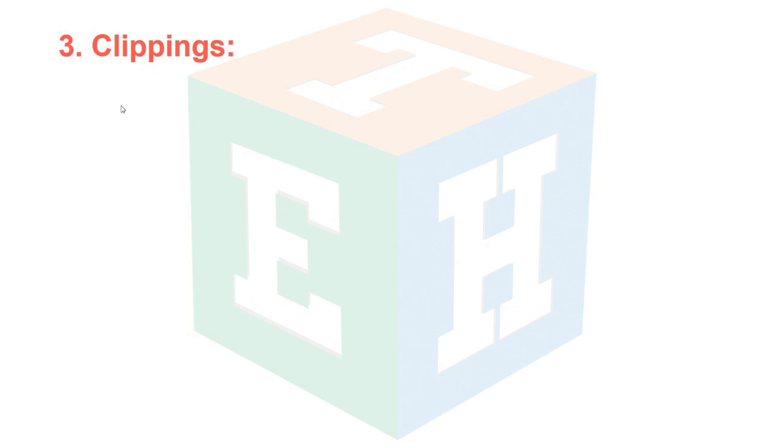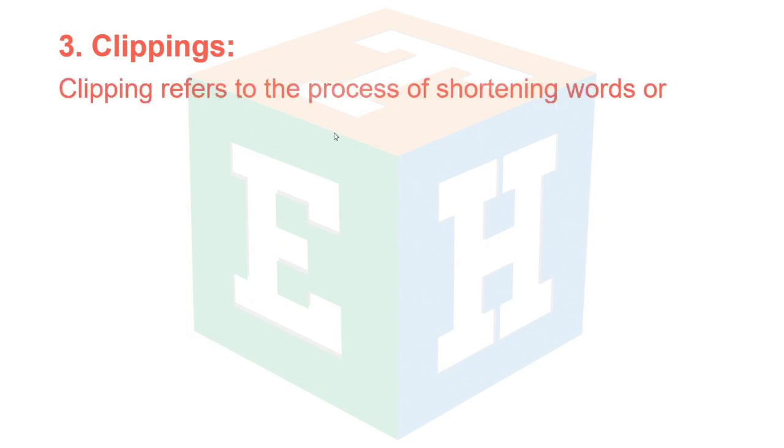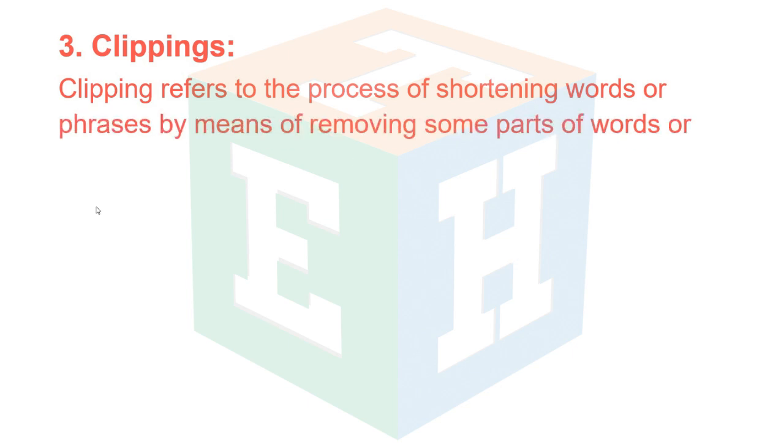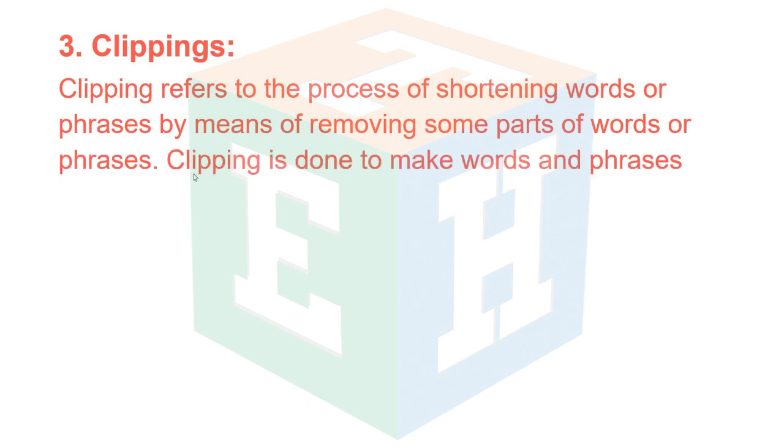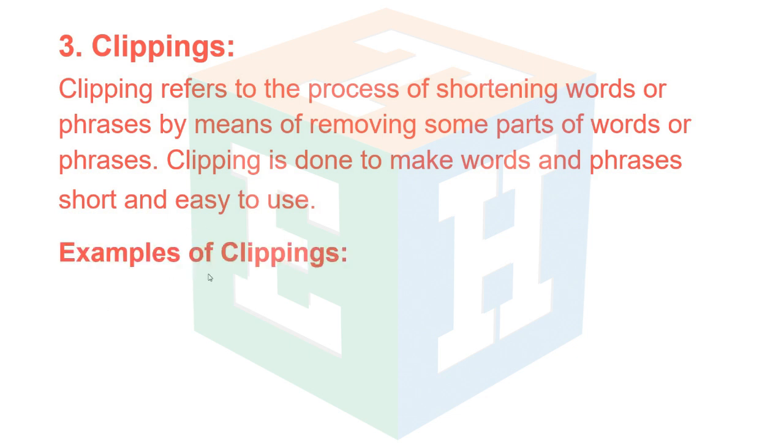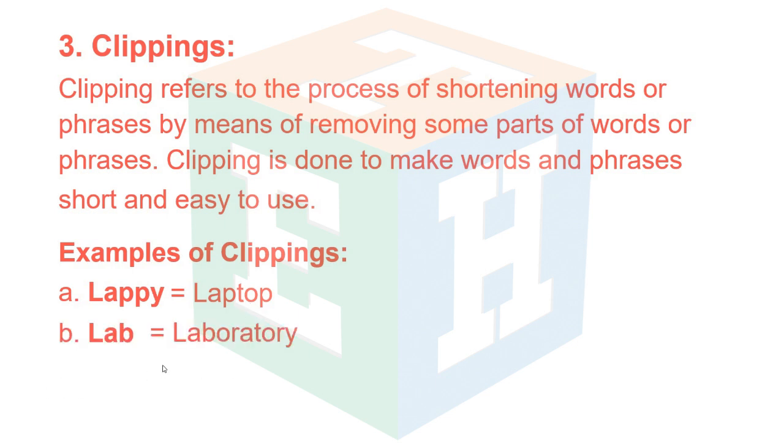Number 3, clippings. Clipping refers to the process of shortening words or phrases by means of removing some parts of words or phrases. Clipping is done to make words and phrases short and easy to use. Examples of clippings: A, lappy, which is a laptop. B, lab, which means laboratory. C, gym, which is gymnasium.